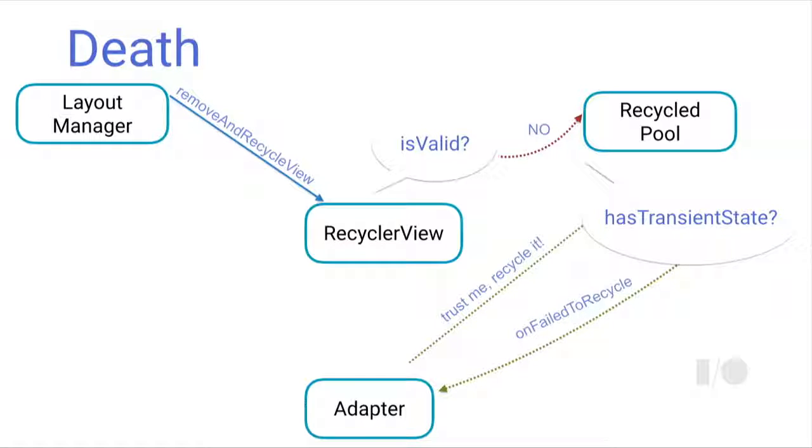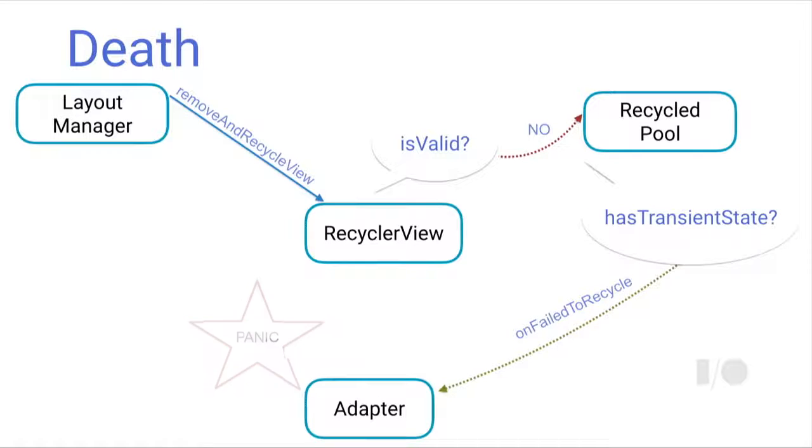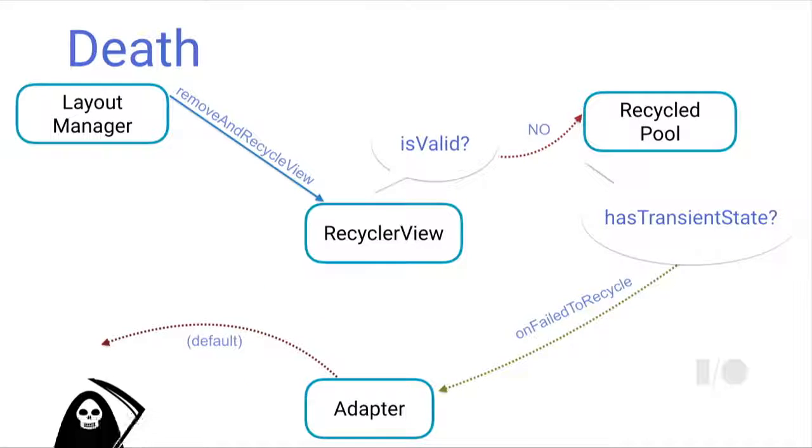So the adapter can say, when we call fail to recycle, you can end those animations or clear the selected state. Or you can even say, do nothing, like I know I fixed these in on bind, so recycle it, I will use it. But if the adapter does not implement this method, by default it returns false. So we will have to destroy the view holder. So it goes to the dead pool. You don't want this.